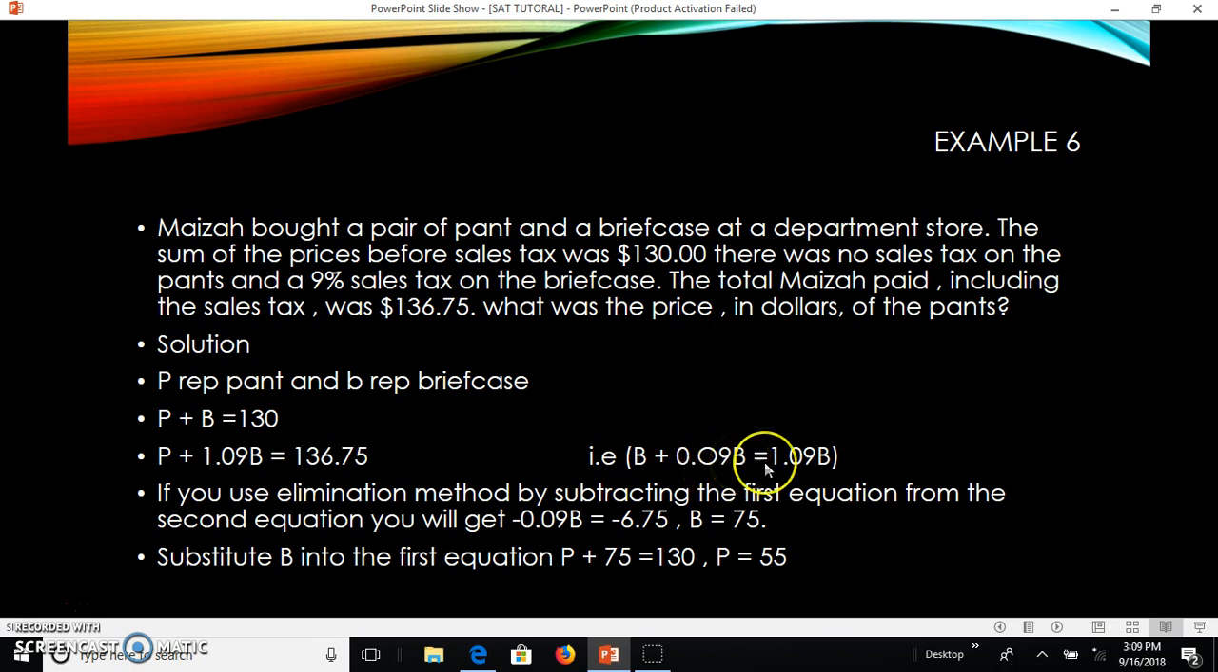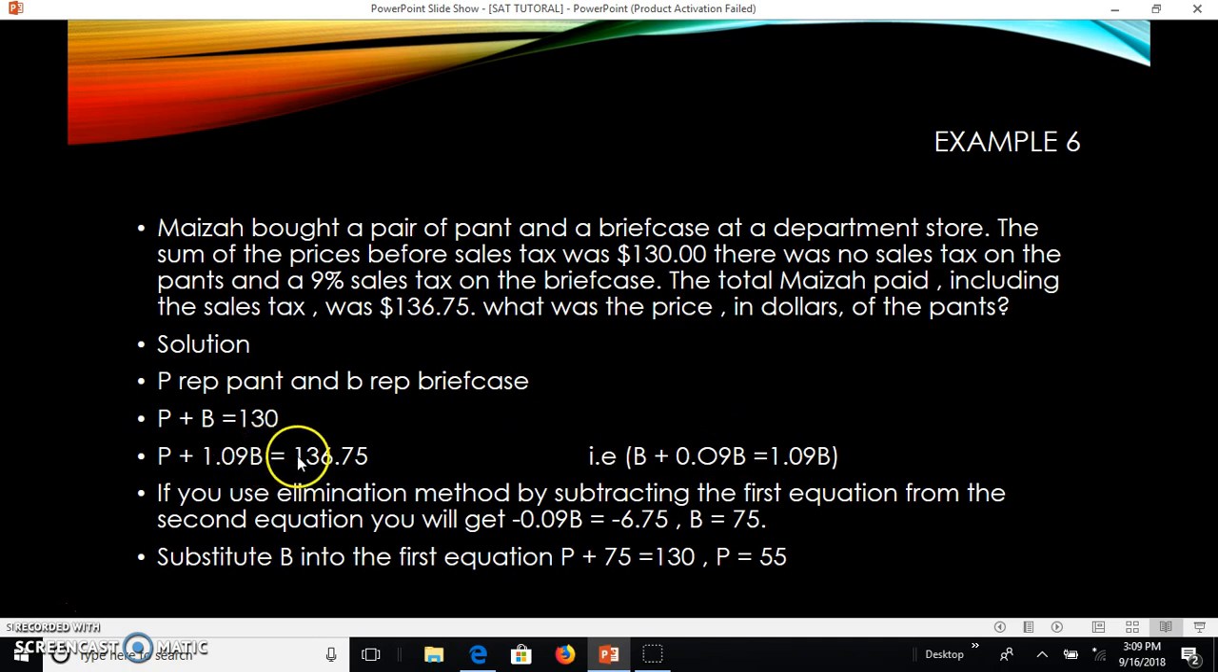0.09B, which equals 1.09B, and you add them together. So 0.09 is 9%, that's 9 over 100, the same as 0.09B. Let's look at the other term, it's 0. When you add them together, you have 1.09B. So that's what you write down here.